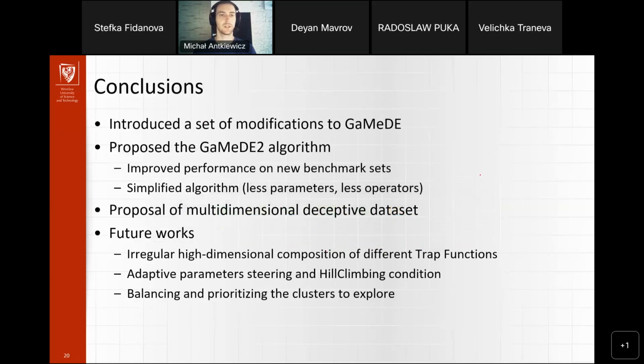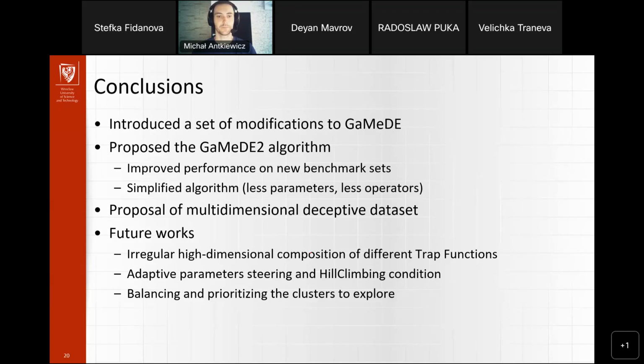So to conclude the presentation, we introduced a set of modifications to improve GAMIDI, mostly to improve its use of budget, but also to simplify the whole algorithm to reduce the number of parameters and operators. And we also proposed a multidimensional deceptive dataset, which we couldn't find in the literature. For future work, we would like to focus on a more irregular high-dimensional composition of different trap functions, because for now, as you might have seen, they are very regular, just the average across multidimensional functions.